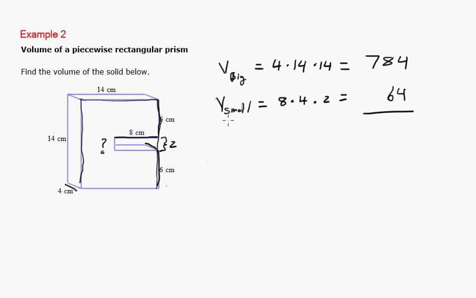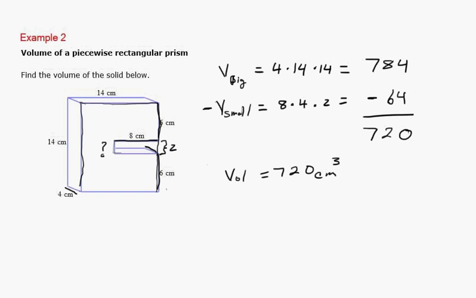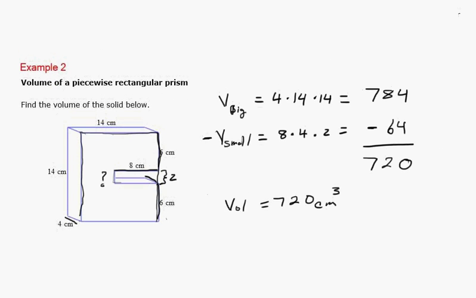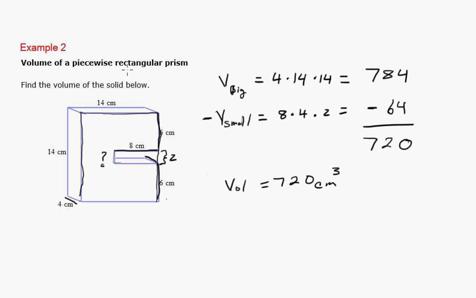So what we're going to want to do is subtract to cut this out. We're just cutting this hole out so that it won't have volume. So we subtract. 4 take away 4 is 0. 8 take away 6 is 2. And bring down the 7. So the volume for the whole thing is 720 cubic centimeters.